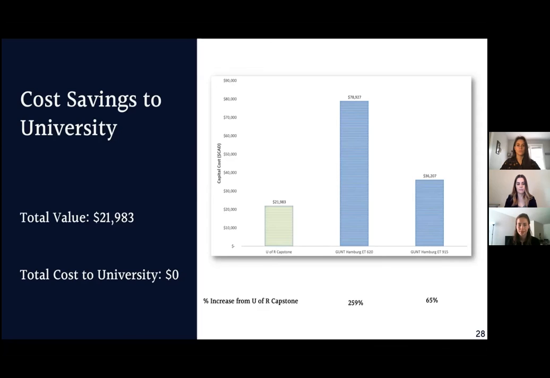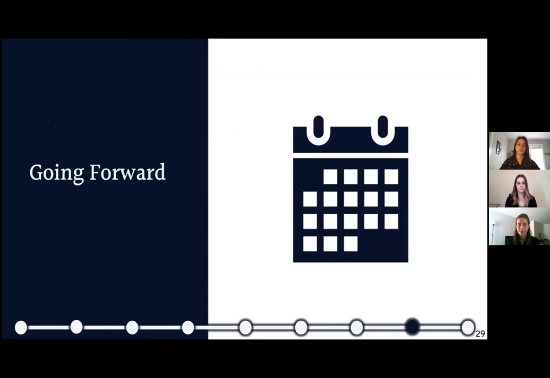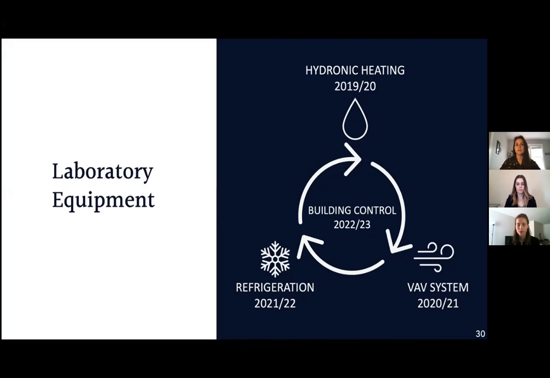And then once we applied the grant money that we received, it comes out as no cost to the university. So moving forward with this project, the overall big picture goal is for our equipment to be integrated into a larger system of lab equipment. Last year, a similar Capstone group developed a hydronic heating apparatus. Next year, a refrigeration cycle apparatus will be created, and in the following year, a building control system will be designed to help tie all three systems together.